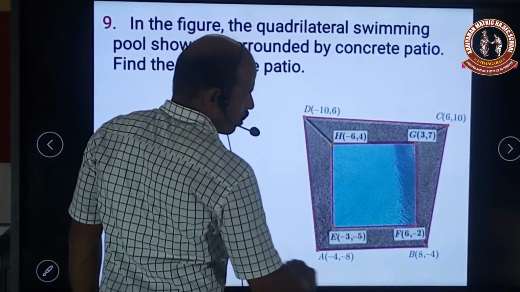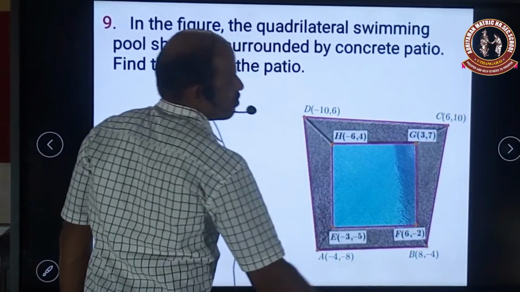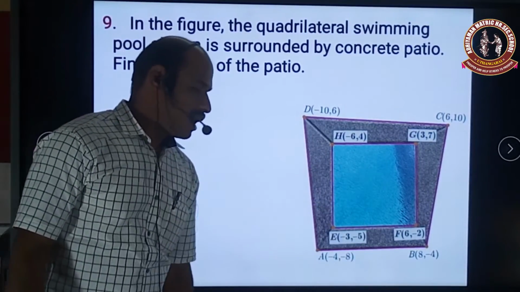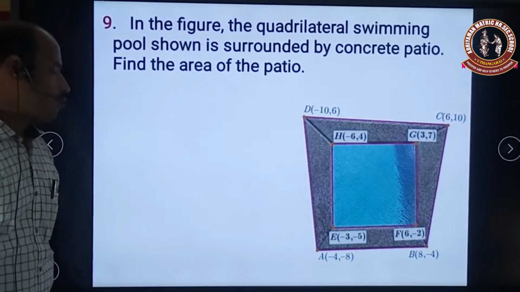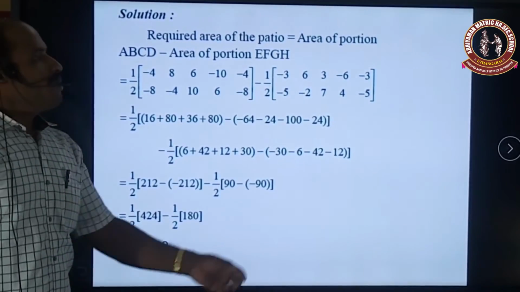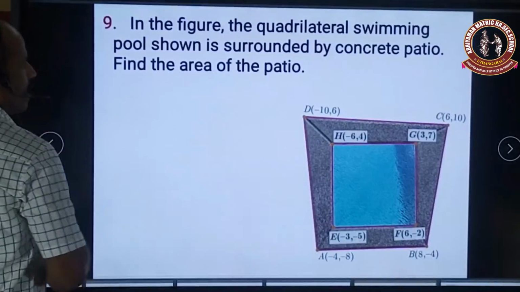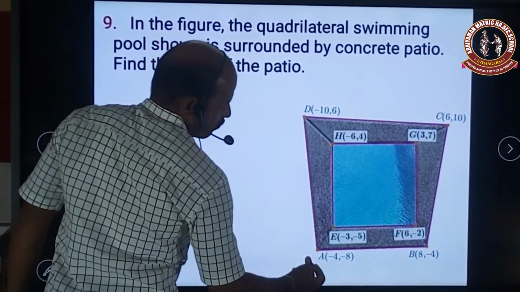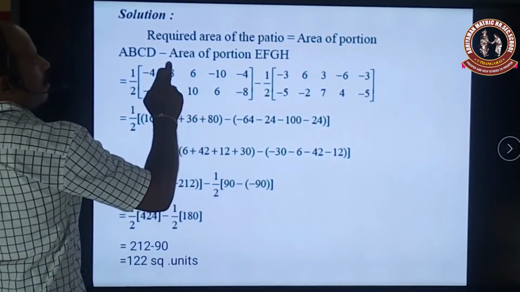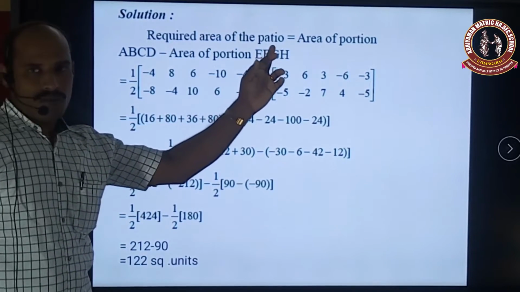First, find the total area of quadrilateral ABCD. Next, find the area of quadrilateral EFGH. Next, bigger quadrilateral minus smaller quadrilateral, we get the concrete area. Okay, students, the required area of the patio equals the area of the portion ABCD minus the area of the portion EFGH. See the diagram. First find ABCD, next the area of portion EFGH, that is equal to the required area of the patio.